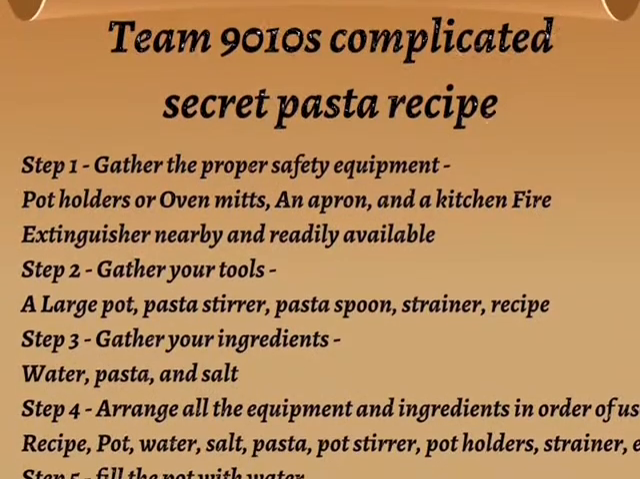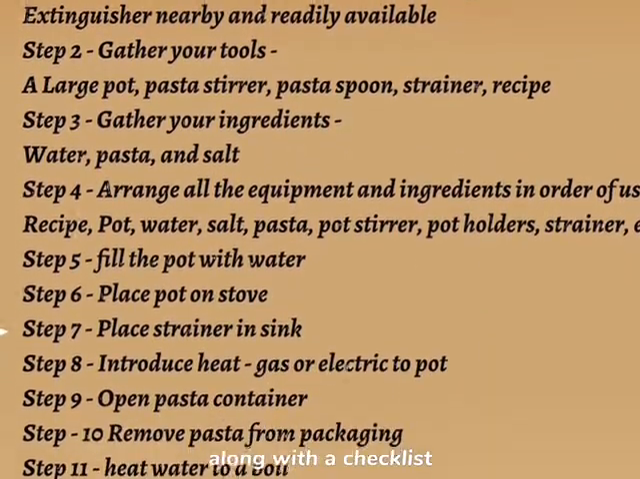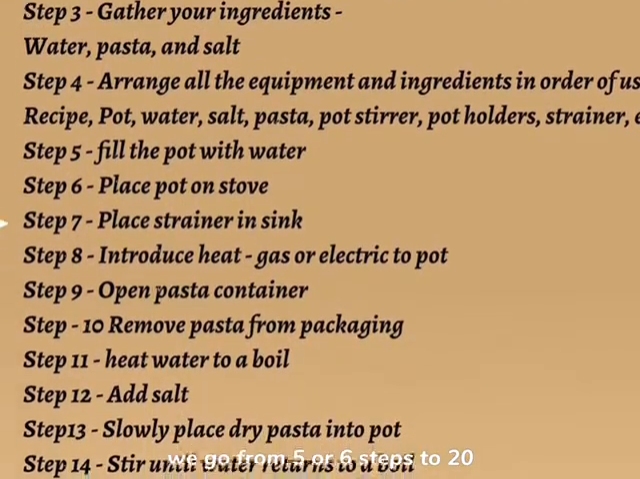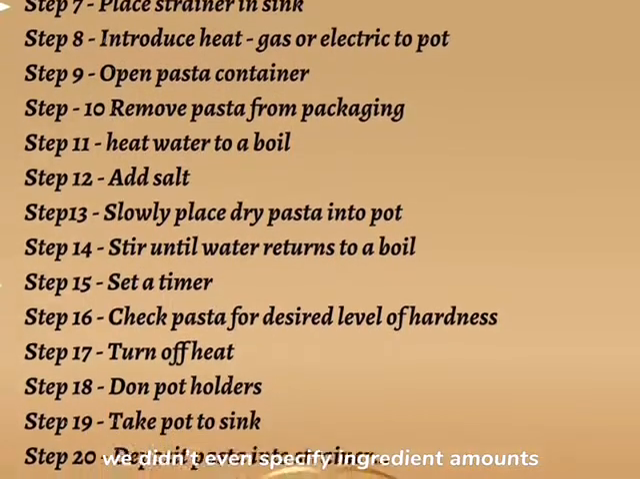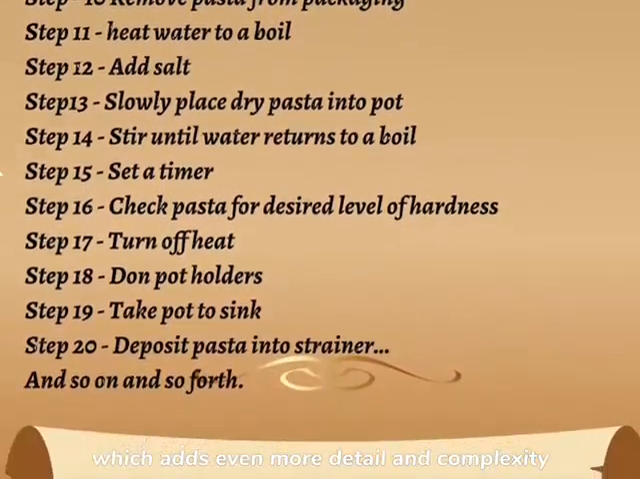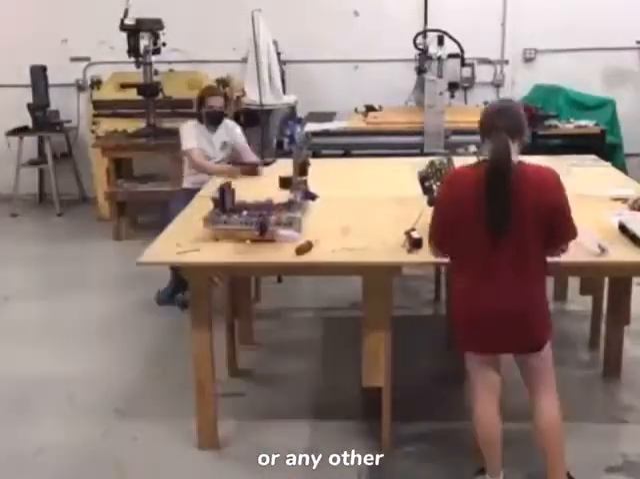As you can see, once you add safety equipment, tools, and tool accountability along with a checklist, we go from 5 or 6 steps to 20. Not to mention, we didn't even specify ingredient amounts, which adds even more detail and complexity. So, how does cooking pasta relate to building a robot or any other complex task?